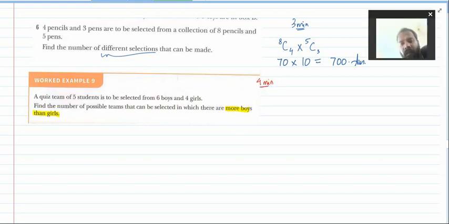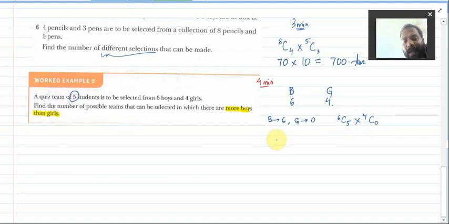Alright class. Now we have different cases here because the condition is quite clear that we are looking for more boys, right? So we have boys and we have girls, 6 boys and 4 girls. The first possibility is that I pick 5 boys and no girl, because I am looking for only 5 students. So it's 6 combination 5 into 4 combination 0. That is my first possibility.